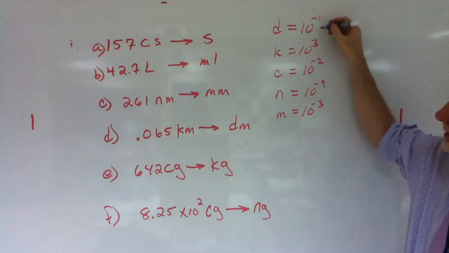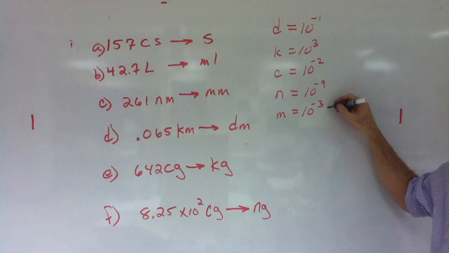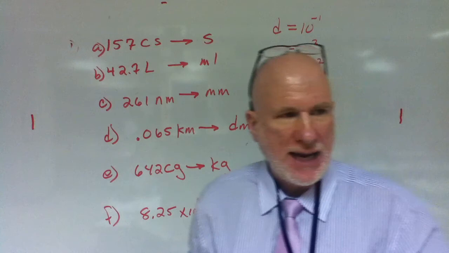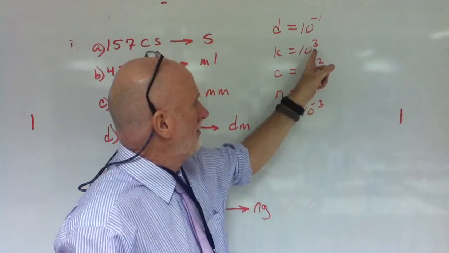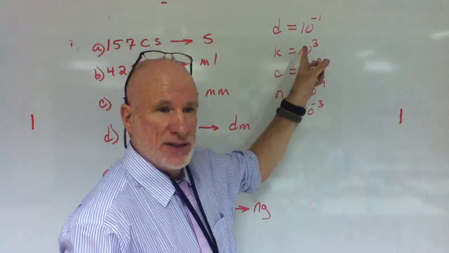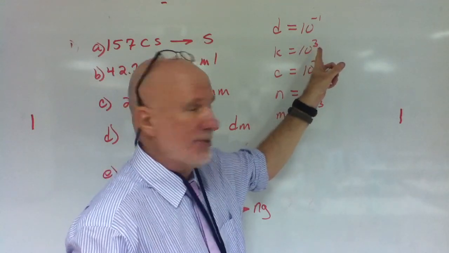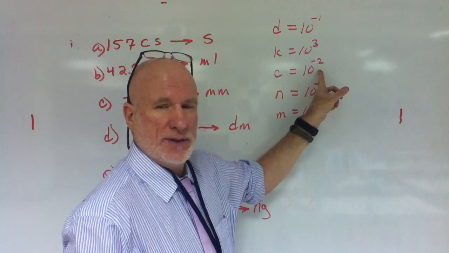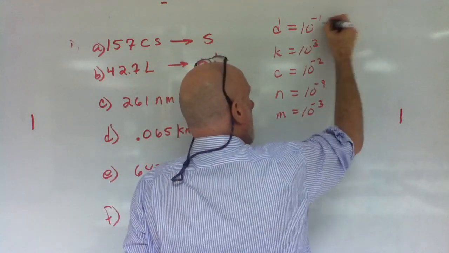This is deci, kilo, centi, nano, and milli. So what you want to ask yourself is, you want to be able to understand that this is, for instance, a tenth. This is 1,000 in a kilo, like 1,000 grams in a kilogram, 1,000 meters in a kilometer. This is a hundredth, so 100 centimeters in a meter. So what you have to ask yourself is, how many in a whole?